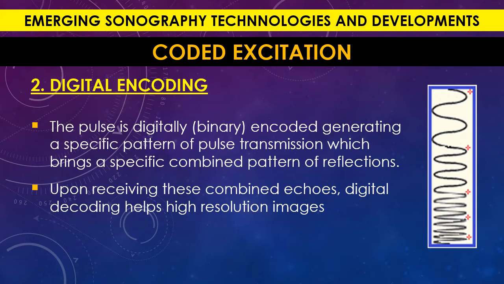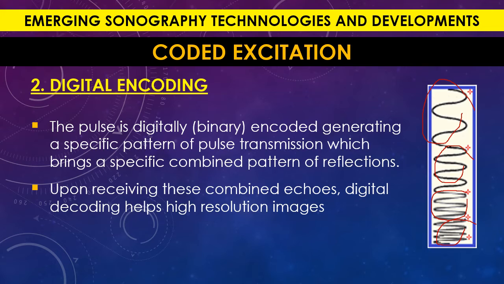The second criterion of the coded excitation pulse is that it is digitally encoded, or sometimes called binary encoded. It means that each of these frequencies has a different digital code. And this will help when the reflections come back to the transducer. These codes will be decoded and will form an image made of all of these frequencies.